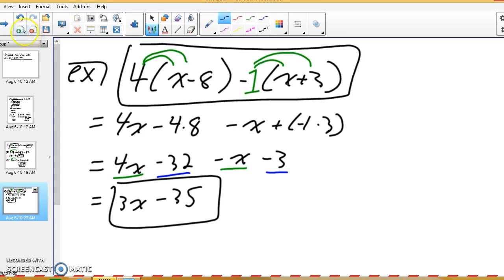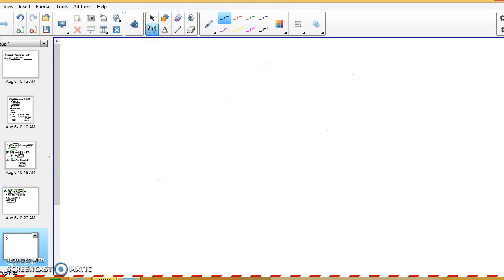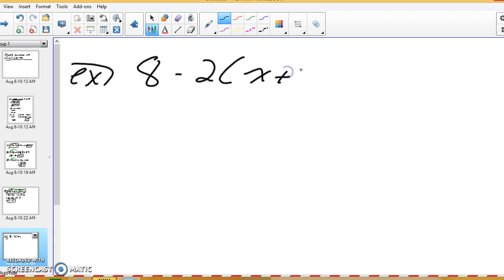Again, that's all the distributive property is. You might just have to take your time and think about it, and it won't be anything too complex. So I'll give you guys an example to work on for yourselves. So say you have 8 minus 2 multiplied by x plus 3. I'll let you work on that right now.